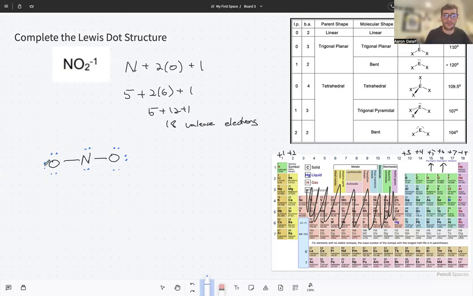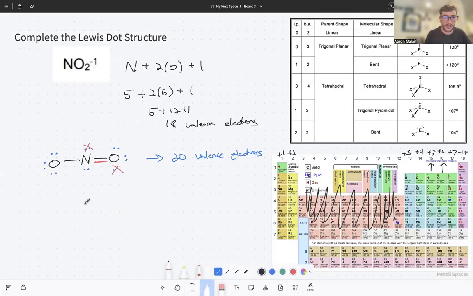Let's count them up. 2, 4, 6, 8, 10, 12, 14, 16, 18, 20. This picture has 20 valence electrons. Well, we don't want that. We need 18. That's too many. So what we're going to do is cancel out 2 of these, right? A lone pair on the nitrogen, a lone pair on the oxygen. And what that's going to create is we're going to combine them with a bonded pair. Boom. Beautiful.